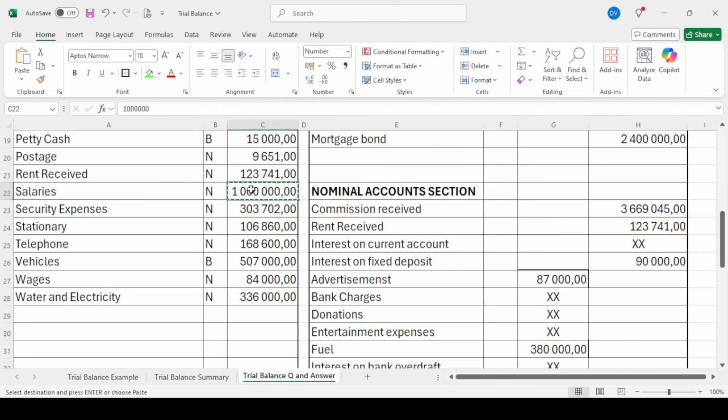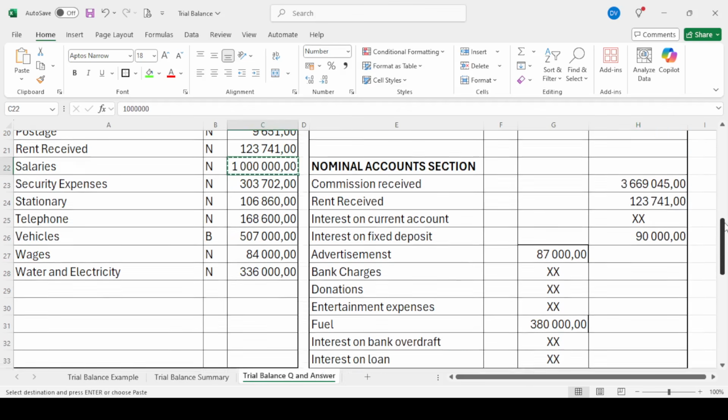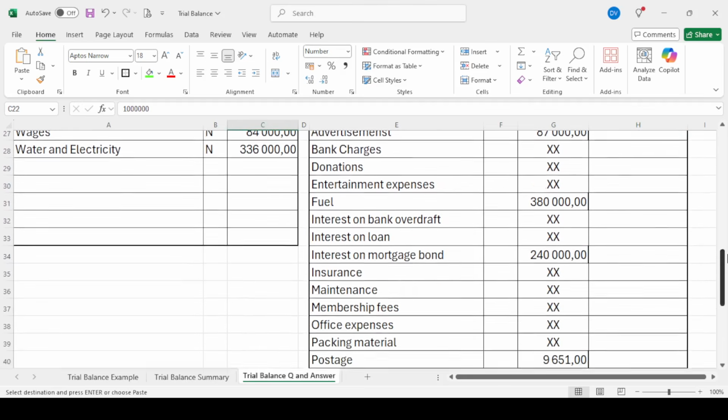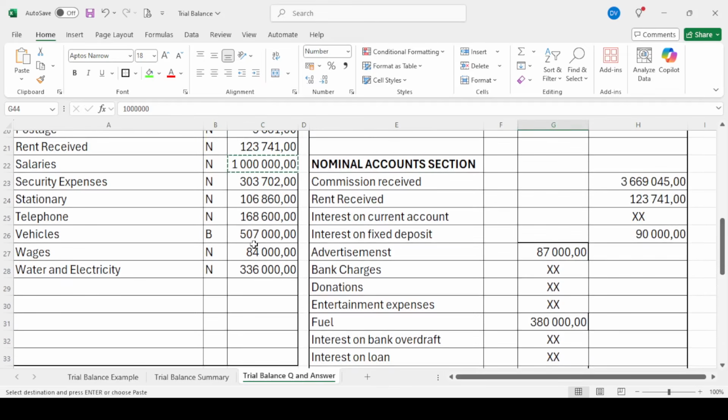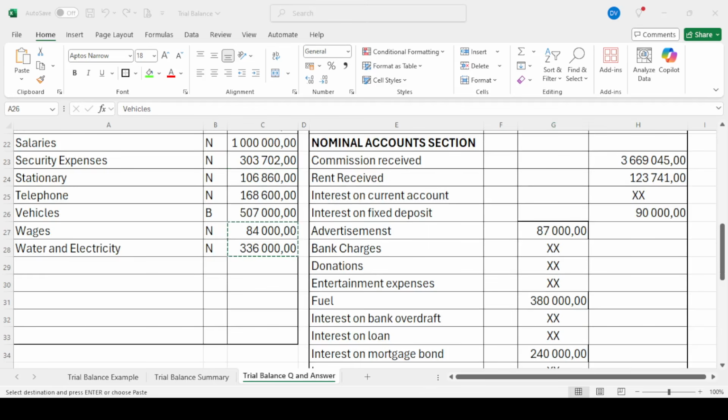Salaries is an expense that we had to pay. So it goes under our nominal account section under salaries. Security expenses goes under the nominal account section. Stationery, telephone, wages, and water and electricity. So I'm going to do that quickly. Okay, so I've just put you guys on pause and I've quickly done all of those expenses.